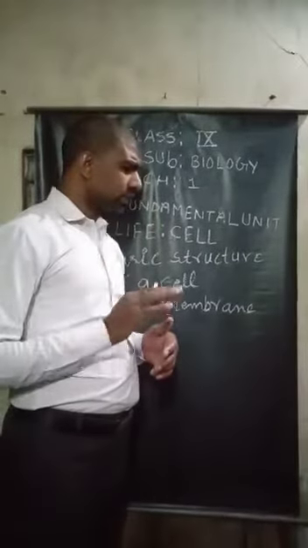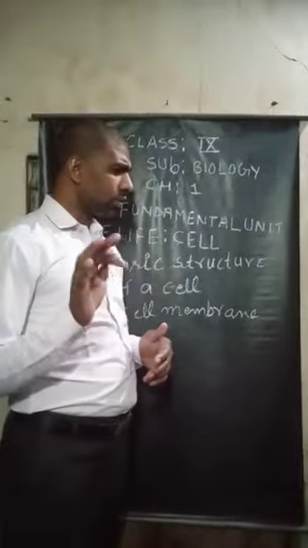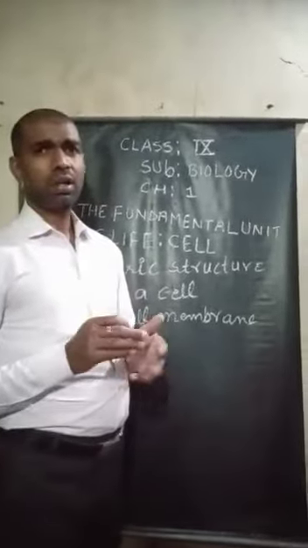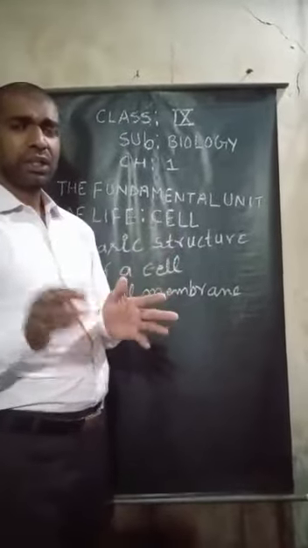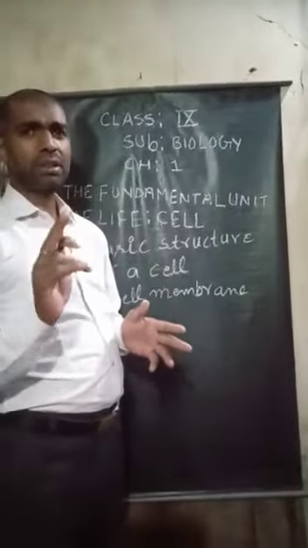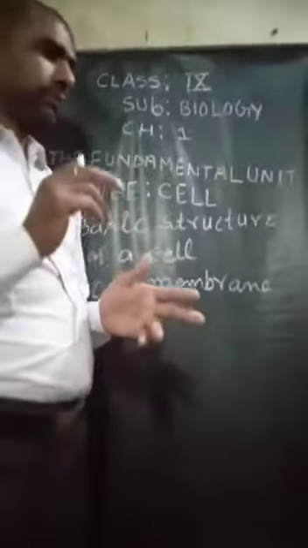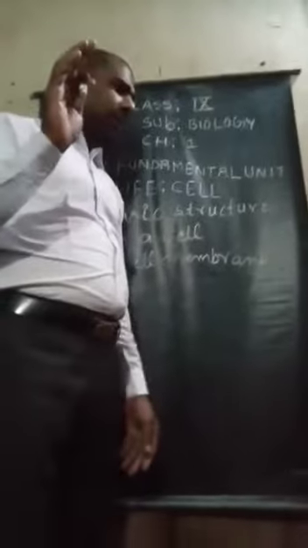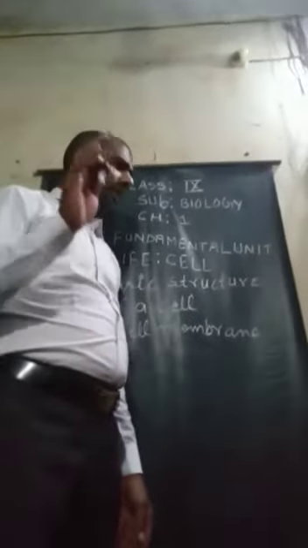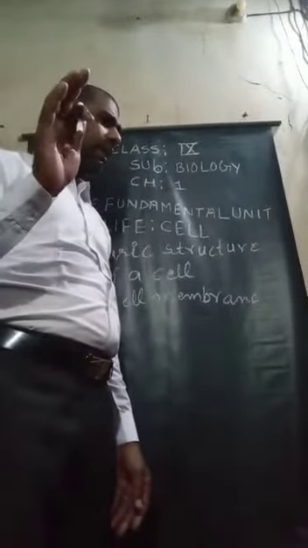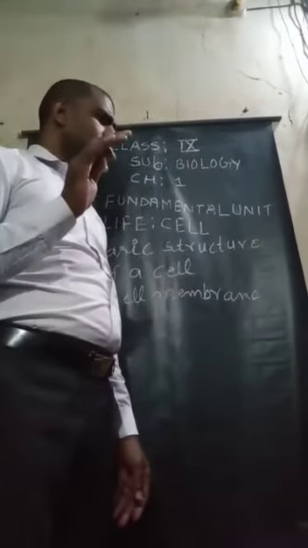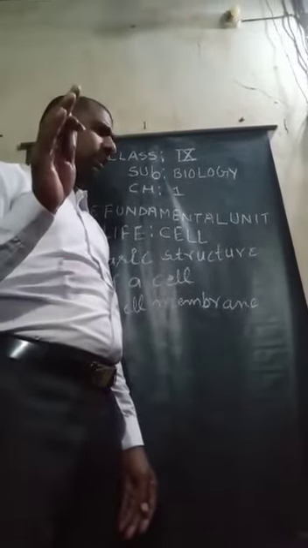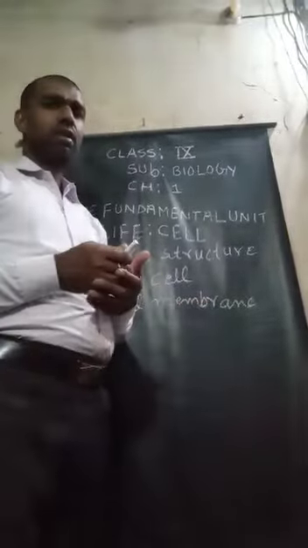The thickness of the cell membrane is about 7 nanometer. Because of this dimension, it is not visible under a light microscope. Under the electron microscope, the detailed structure of the cell membrane can be seen.